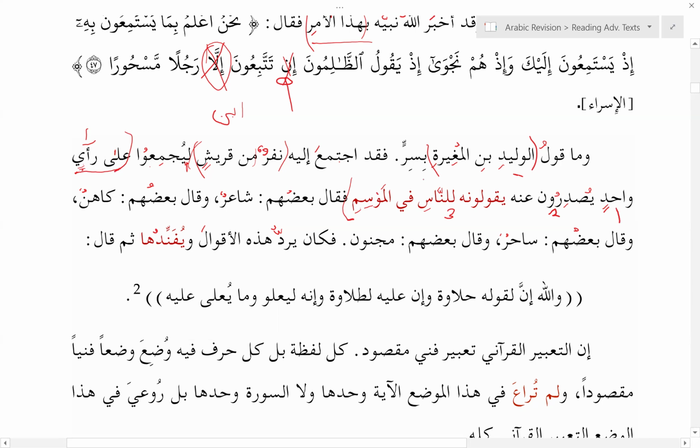Okay, so of course this is one word. This is a jumla fi'aliyya, يصدرون عنه, is a jumla fi'aliyya, and this is another jumla fi'aliyya, that is another sifa of ra'in. Any questions there or any clarifications?